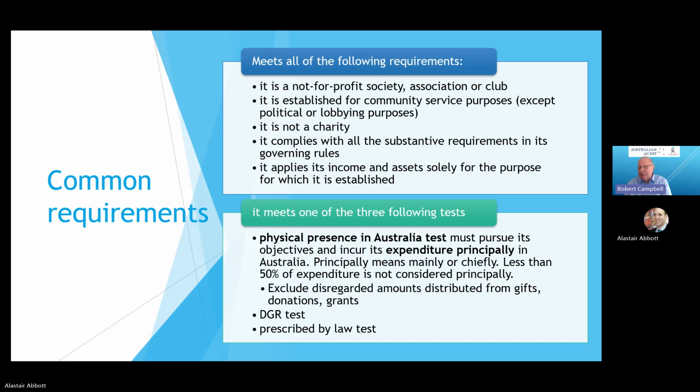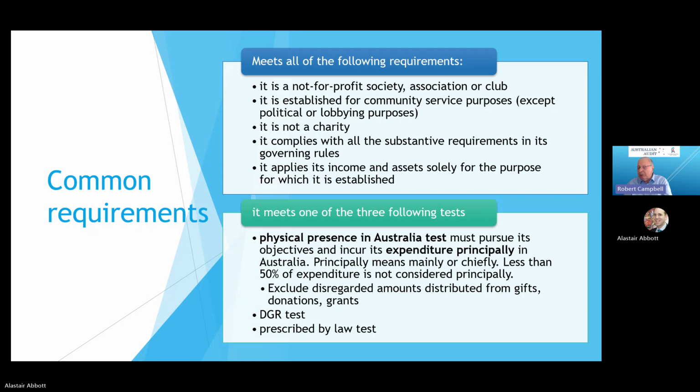Sometimes you get cultural drift. An organisation was established to do particular things which are in its rules, but is now doing other things. And the income and the assets may not be solely applied for its established purpose in the governing rules. And finally, it's got to meet one of three tests: that they're a deductible gift recipient, or prescribed by law, in other words, in the Income Tax Assessment Act, or they've got a physical presence in Australia.